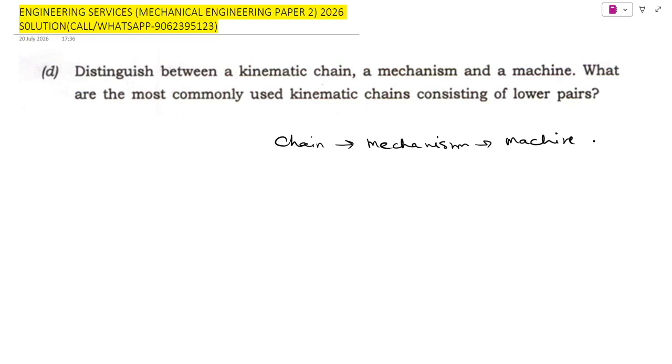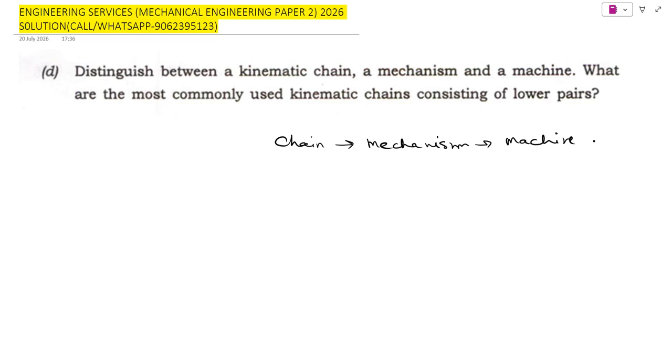Everything begins with a kinematic chain. Now let us understand each one carefully. First, the kinematic chain. A kinematic chain is an assembly of links connected by kinematic pairs in such a way that the relative motion between the links is definite and constrained. Notice two important words: connected links and definite motion.